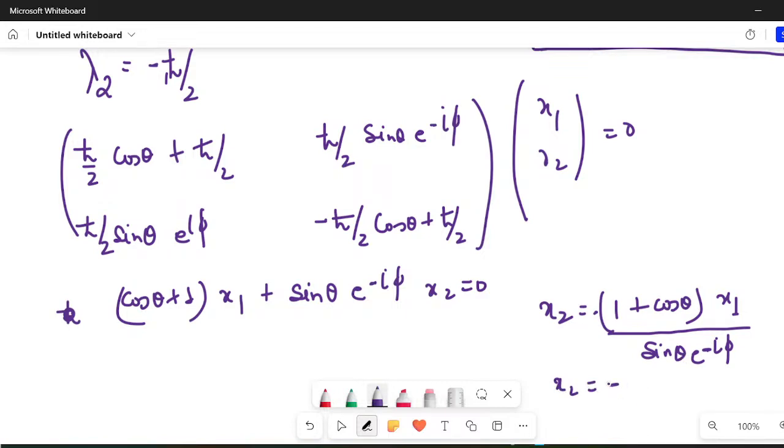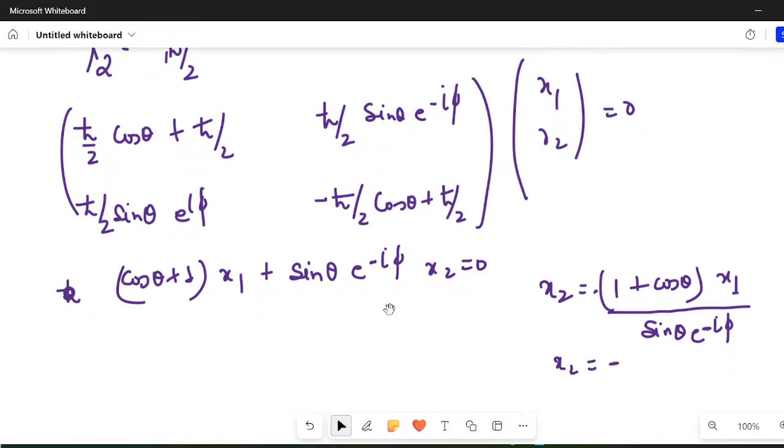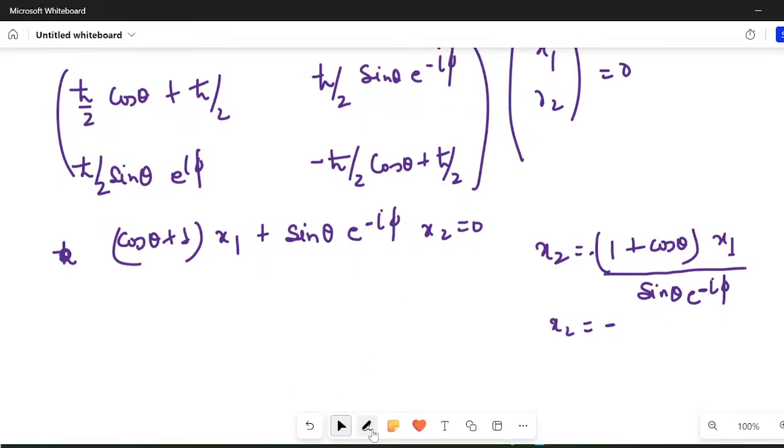Okay, so eventually I can write my x2 as minus of 1 plus cos theta. I think I can write 1 plus cos theta as what? 2 cos square theta by 2, right? So I have to write something. I don't have space, right? Okay, so I'll solve it here.